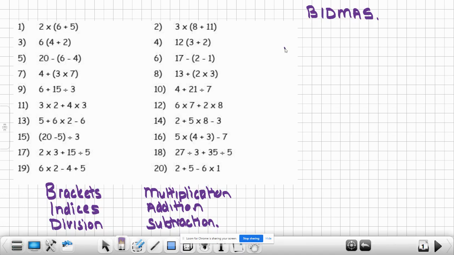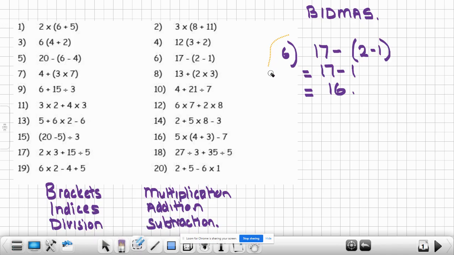Question 6. 17 minus, in brackets, 2 minus 1. Going to deal with the brackets first. So we get 17 minus, we've got a sign outside so we can use that. 2 minus 1 is 1. So we have 17 minus 1 equals 16.